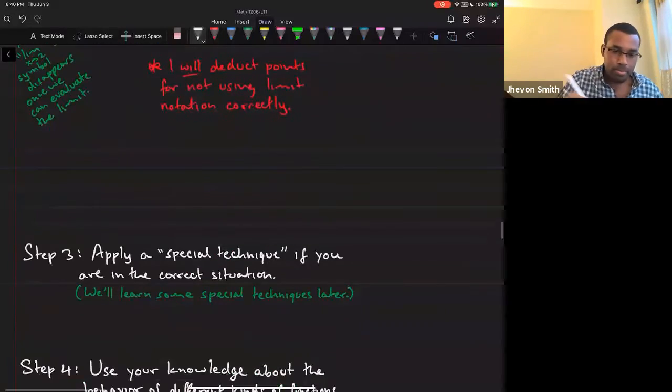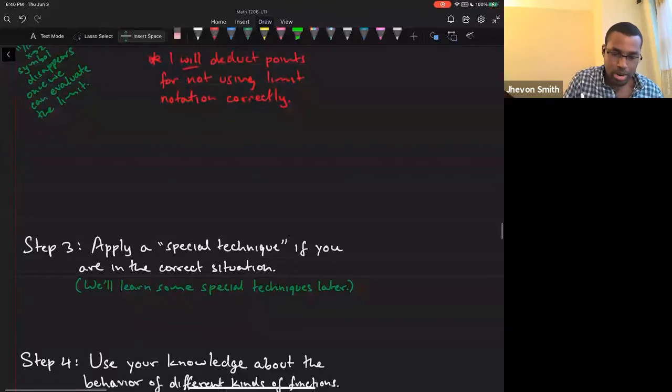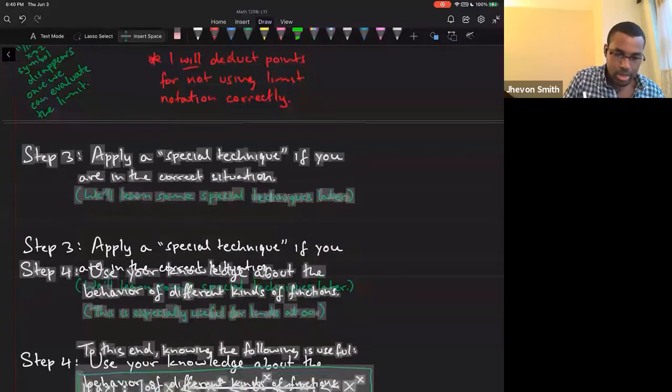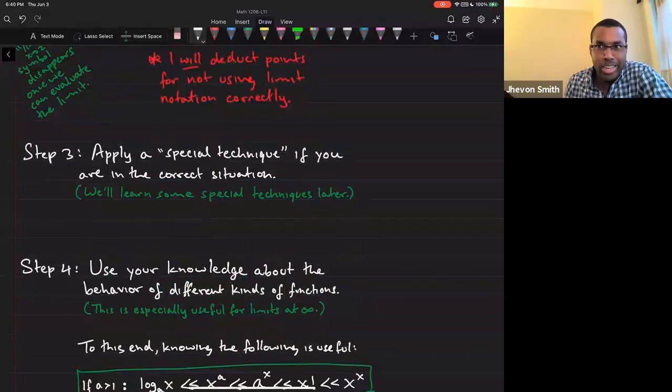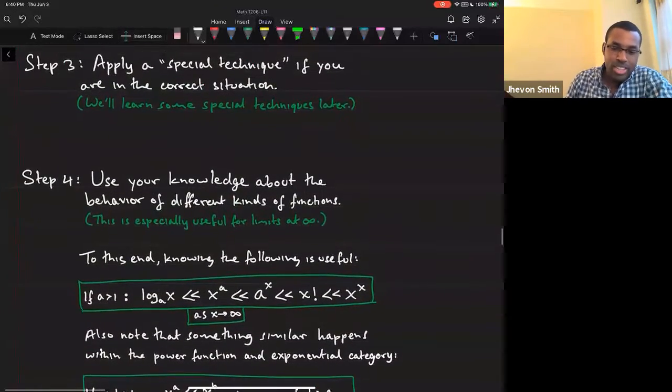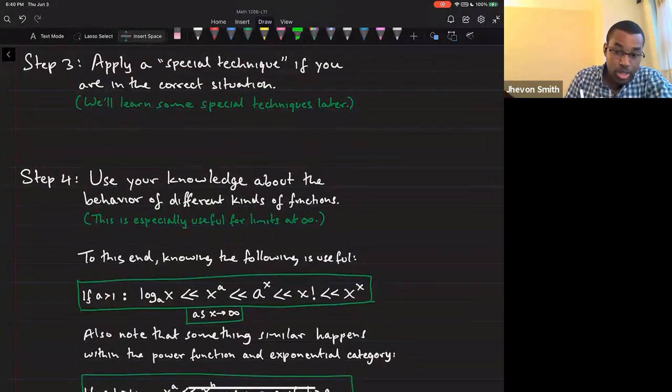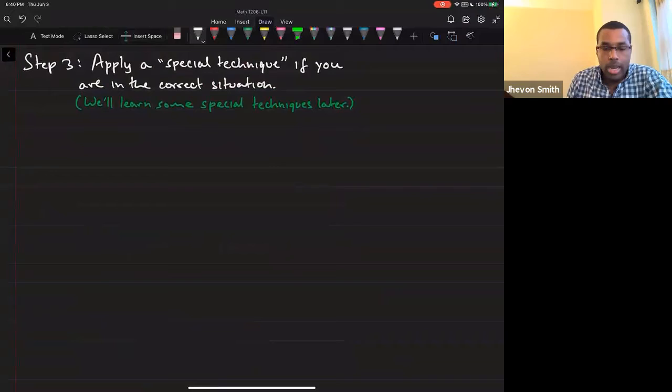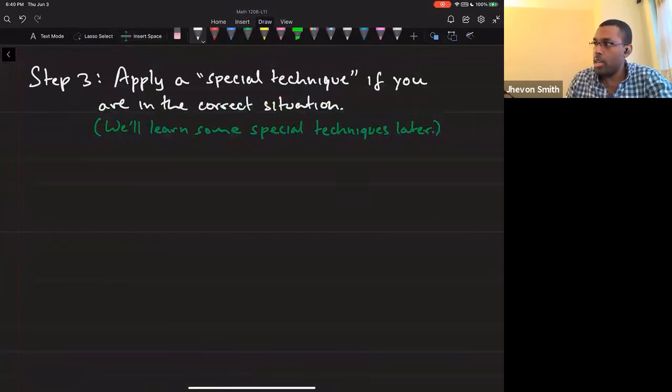The third step is something I'm going to mention at this point and move on, but it is to apply a special technique. If you're in a situation to apply a special technique, you should apply that special technique. And the thing is, I haven't really told you about any special techniques yet, but we're going to discover some today. So stay tuned. We'll learn some special techniques pretty soon. So yeah, sometimes you can't really plug in a number, but you can apply some sort of special technique, right? So you can get away with it based on what the function actually looks like.